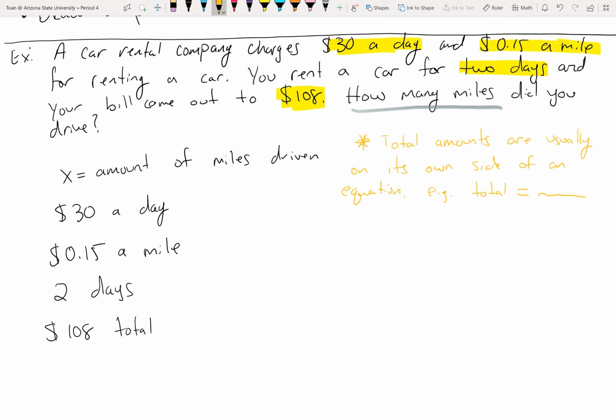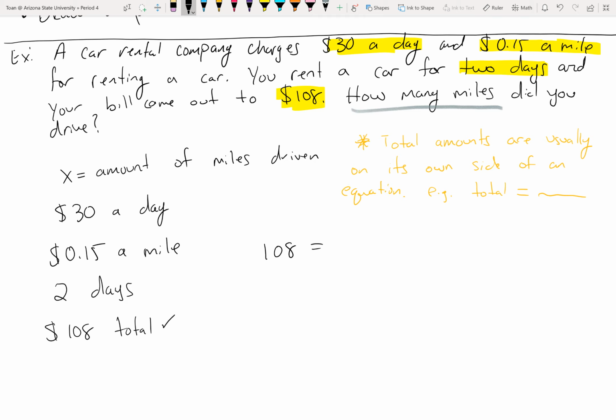For example, if you are given a total, your equation will usually be total equals stuff. Now, reading the story, the information they give us was our bill is $108. Typically, when you go to a store, when you eat at a restaurant, your bill is your total of everything. So I know that whatever equation I'm going to write will probably be 108 equals. So I've already used this information.